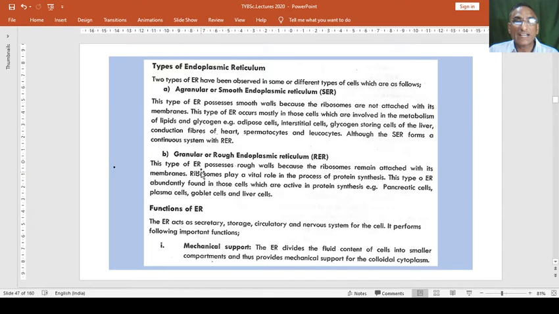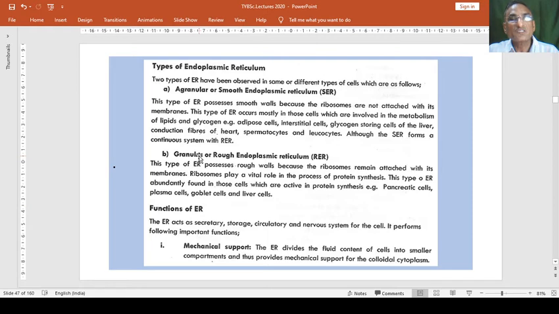Now, part B is the granular or rough endoplasmic reticulum, which we can call RER. This type of endoplasmic reticulum possesses rough walls because the ribosomes remain attached to its membranes. Ribosomes play a vital role in the process of protein synthesis. As I told you previously, mRNA and ribosomes play a key role in the formation of proteins. Examples are pancreatic cells, plasma cells, goblet cells and liver cells. These are the major types of cells.